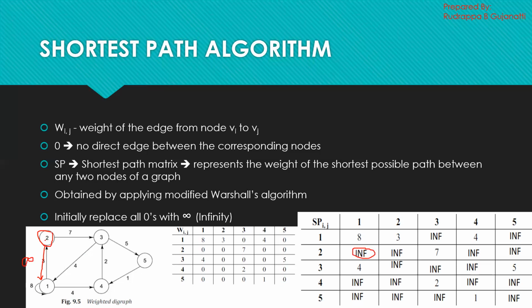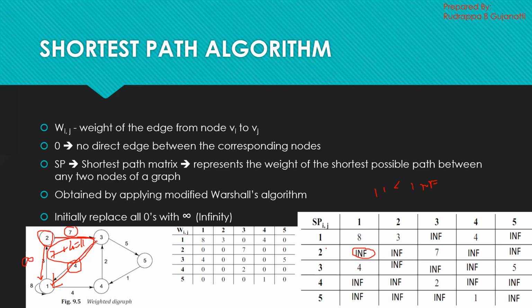Can I say 2 to 2 and then 2 to 1? Still not possible. 2 to 3 and 3 to 1, is it possible? 2 to 3 is 7 and 3 to 1 is 4. So if I add this total, it will be 7 plus 4, which is equal to 11. If you observe, 11 is less than the infinity value.